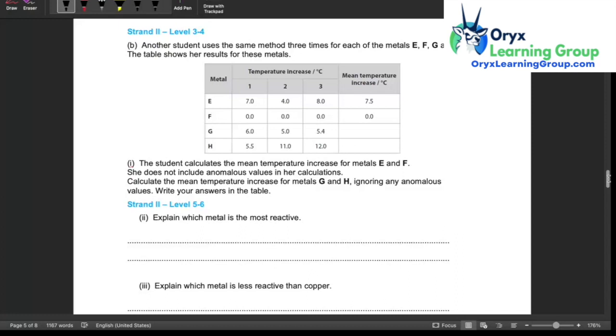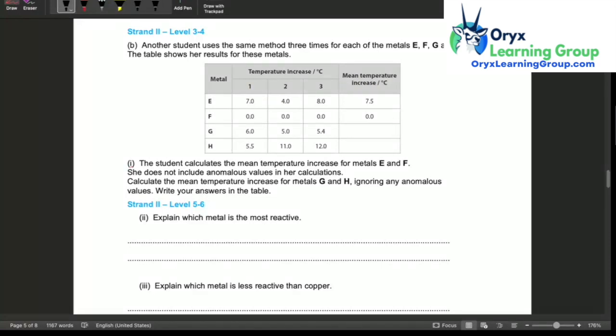Another student uses the same method 3 times for each of the metals, E, F, G, and H. The table shows her results for these metals. The student calculates the mean temperature increases for metals E and F. She does not include anomalous values in her calculations. Calculate the mean temperature increase for metals G and H, ignoring any anomalous values. Write your answers in the table. Thank you very much.